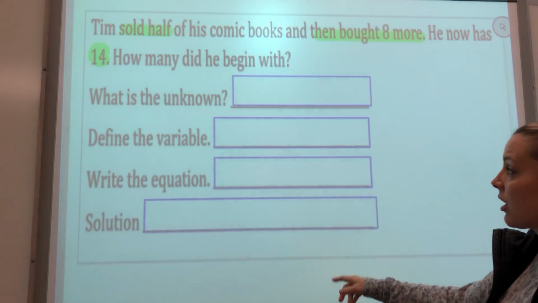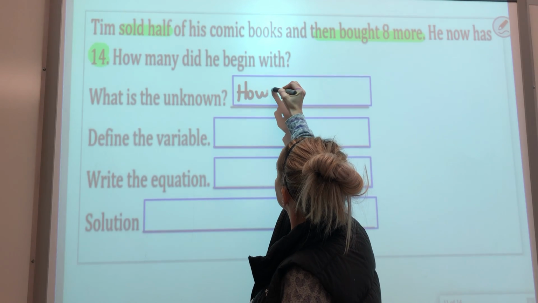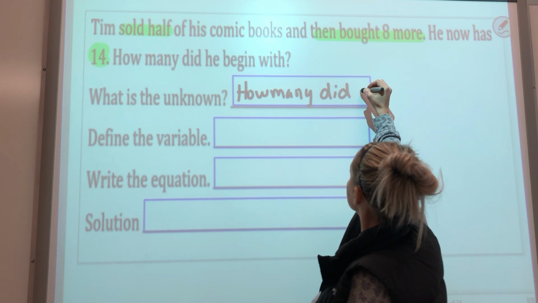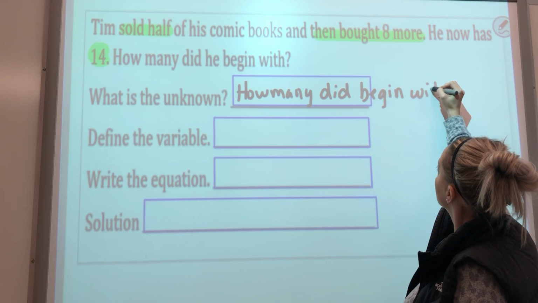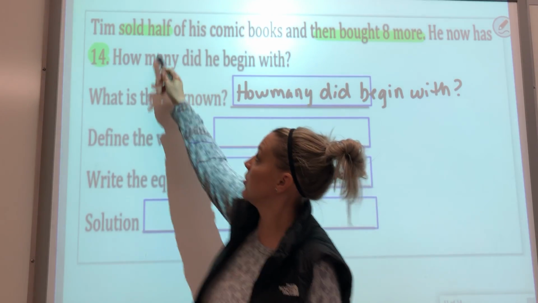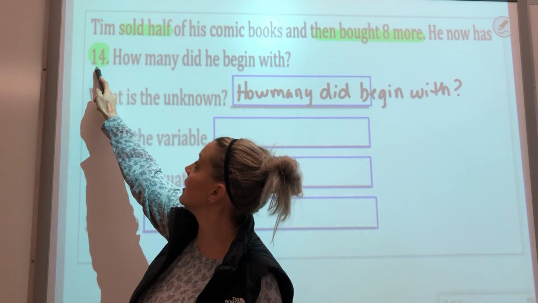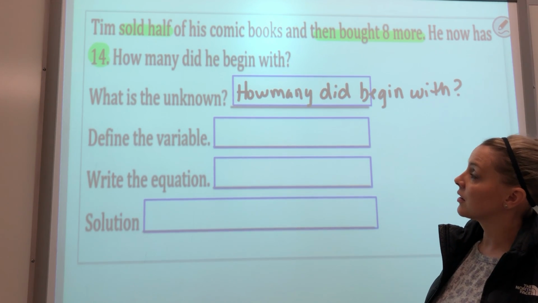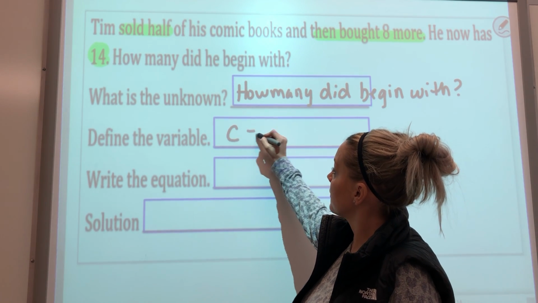So our unknown: how many did he begin with? We don't know how many he began with. We know he sold half, then bought 8 and ended up with 14, but we don't know how many he began with. So our variable, C for comic books.